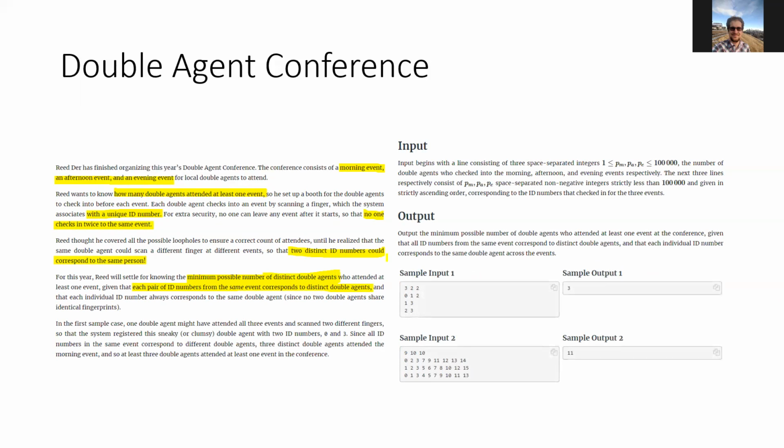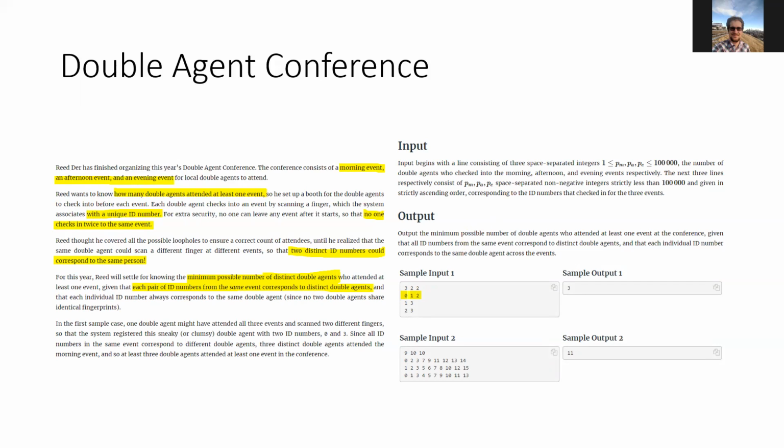So in the first sample input, which is discussed a little bit here, what happens is that in the first event, there's 3 check-ins. The second event, there's 2 check-ins. The third event, there's 2 check-ins. So the first one, the morning event, you have this ID 0, 1, and 2, which, by the way, right away tells us if we have 3 check-ins to the first event, there has to be at least 3 double agents in total, because each of these 3 check-ins will correspond to a different double agent.